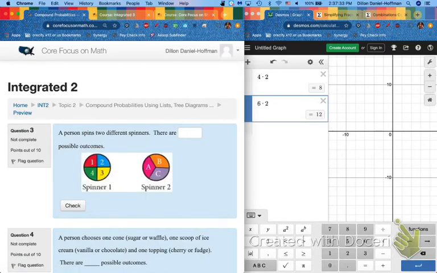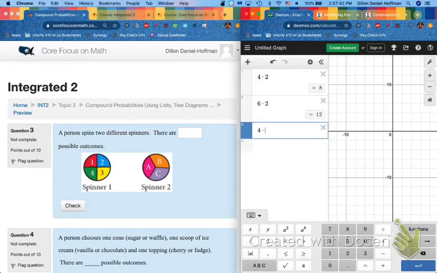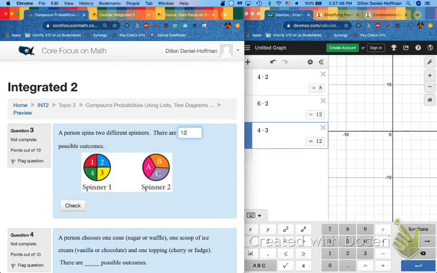Number 3, a person spins 2 different spinners. There are blank possible outcomes. Well, on this spinner, there's 4 outcomes. And then I can multiply that by this spinner, which has 3 outcomes. And I get 12.